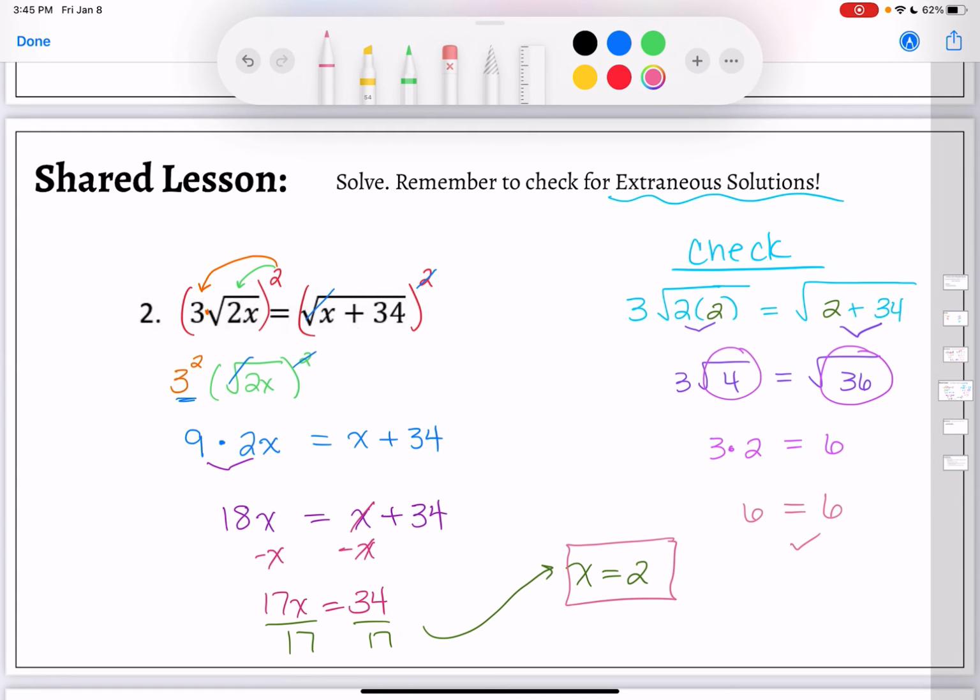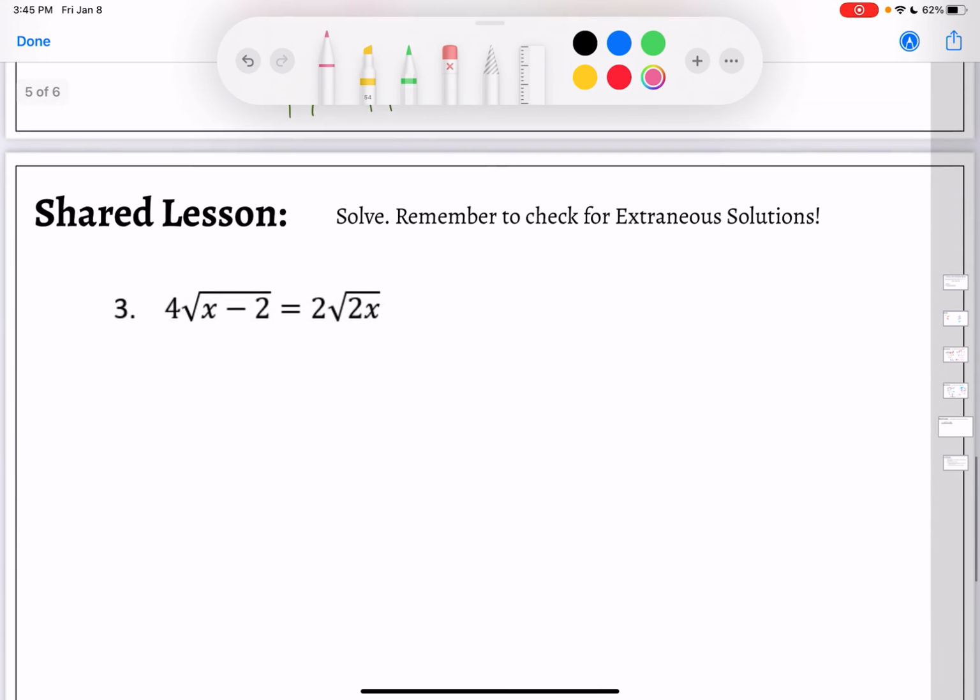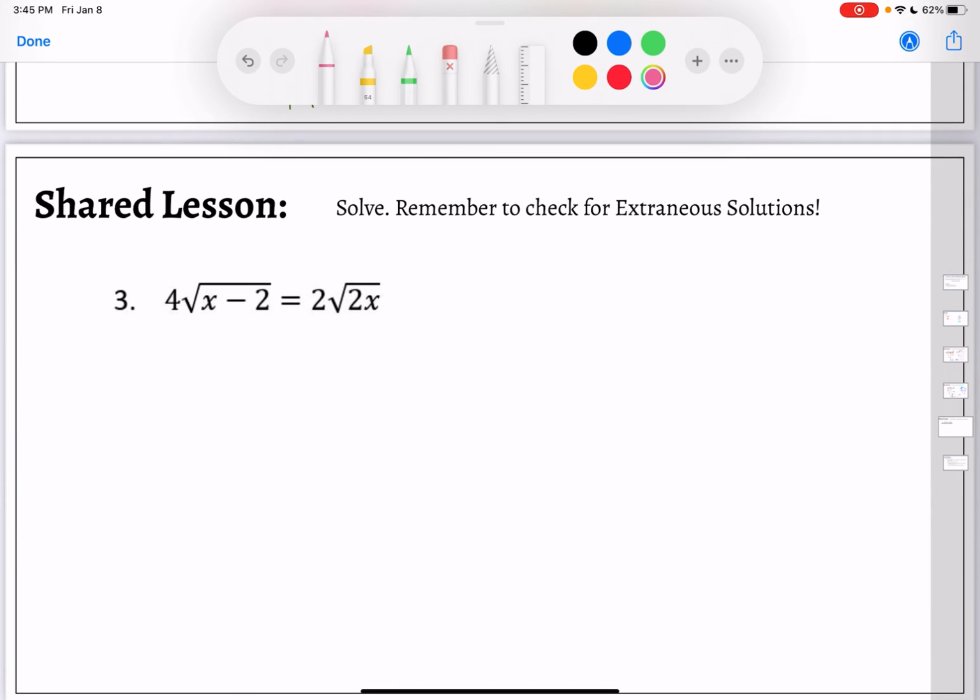All right. So just remembering, if you have a number multiplied by one of those radicals on the outside, it's okay to square it right away. Just remember to square both parts. Last one we're going to do today, similar to the last one, but I've got a number on the outside on both sides. Go ahead and see if you can solve this one.